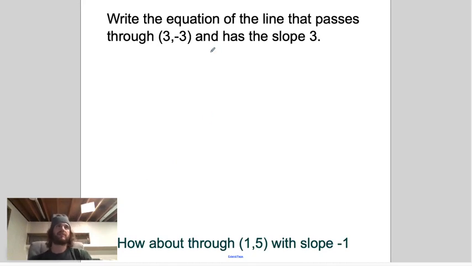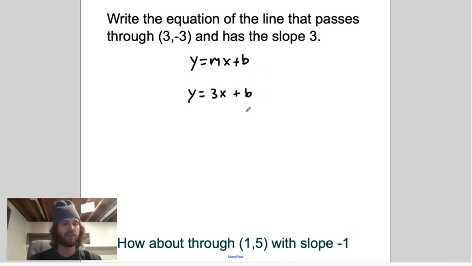All right, take a look at this example. It says, write the equation of the line that passes through (3, -3) and has the slope 3. Well, let's think about this for a sec. The equation is y equals mx plus b. You've given me the slope, so if I'm writing it in slope-intercept form, my equation is going to be y equals 3x plus b, but I still don't know what b is. So that means I don't have the equation of the line, and this isn't the y-intercept.